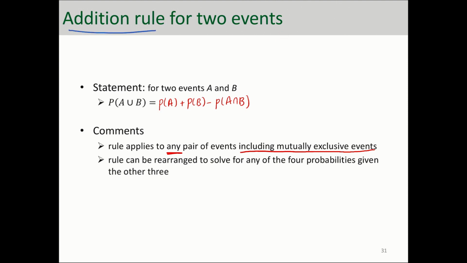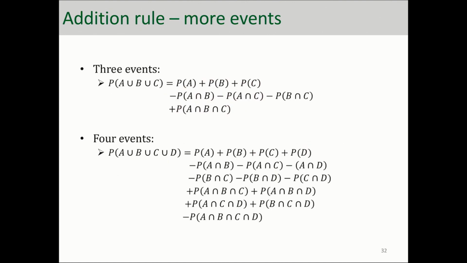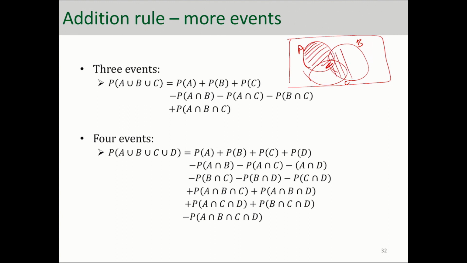The same rule can be extended to 3 events or 4 events. It's the same idea. I actually encourage you to draw a Venn diagram with A, B, and C, and test this part, and see if this is correct. The probability of A, B, and C together is that part plus that part plus this part minus A intersection B, A intersection C, B intersection C.